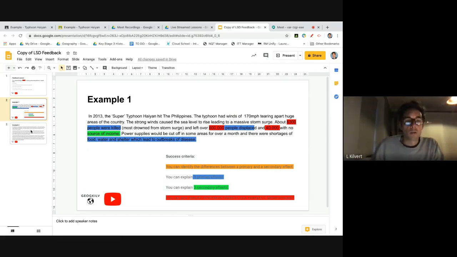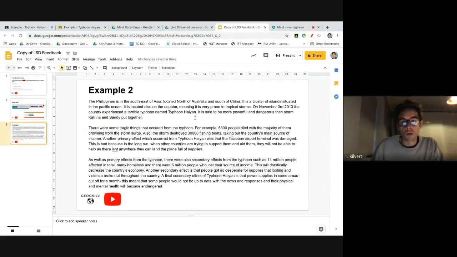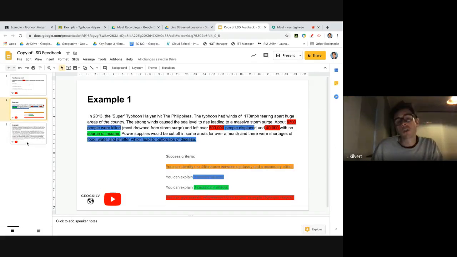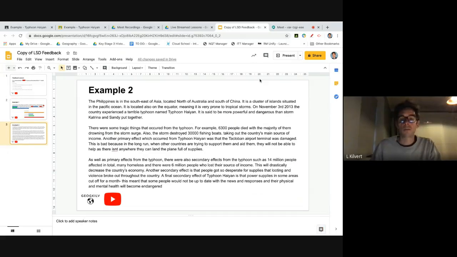Now, the second example that I'm going to show you is a slightly longer example. Again, we'll read it through, but this time we'll see if we can compare it to example 1 to see if we can start to pick out where we've got that depth of explanation and that separating out of primary effects and secondary effects. So it says the Philippines is in southeast of Asia, located north of Australia and south of China. It's a cluster of islands situated in the Pacific Ocean, and it's also on the equator, meaning that it's prone to tropical storms.